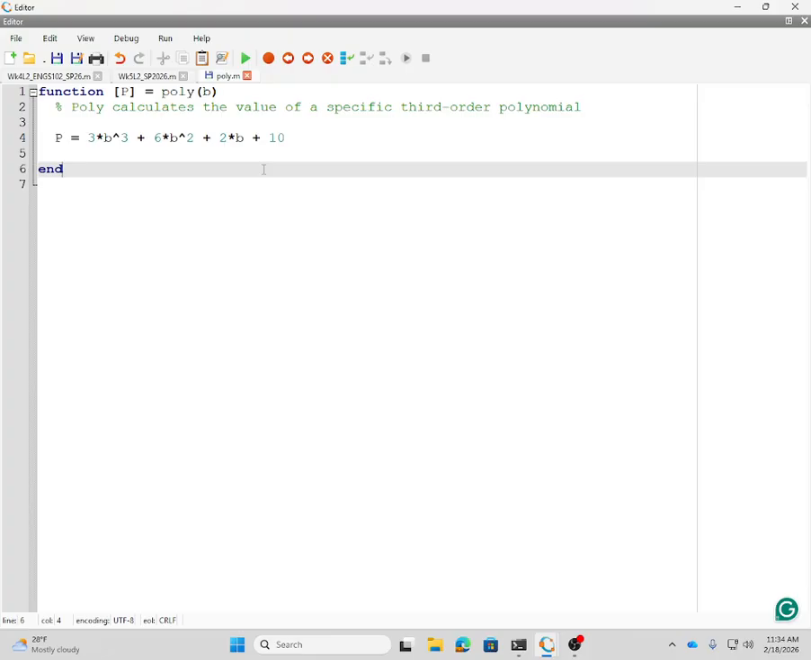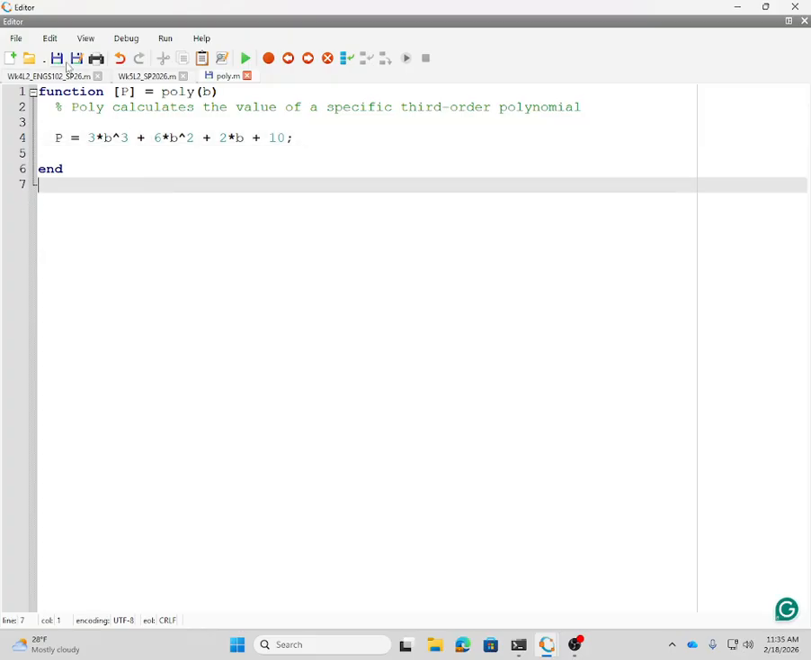Other thing: the poly, that capital P equal to that equation. Should I put a semicolon after that equation or not? Yes. Why? I don't like to show the thing twice, right? Everything that you are doing inside the function, you would like to put a semicolon, so you don't show it in the command window. Everyone understand so far?